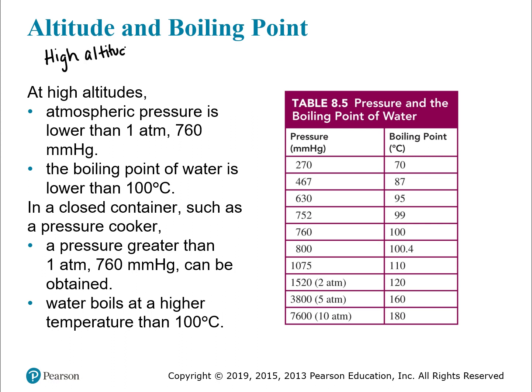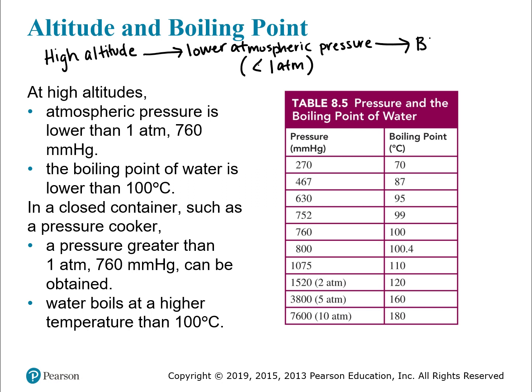High altitude means lower atmospheric pressure. And that's less than 1 atmosphere for us. That leads to the boiling point of water, which I'll abbreviate BP, being less than 100 degrees Celsius. Make sure that concept makes sense to you. You'll see it as a conceptual question or two on your exam. And if you don't see it on the exam, it might show up on the final. So make sure you know it either way.